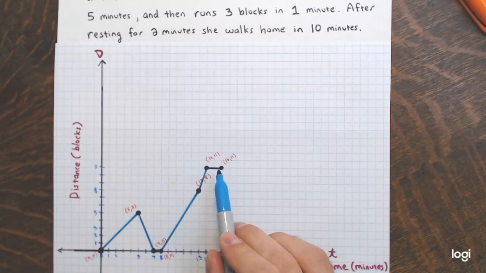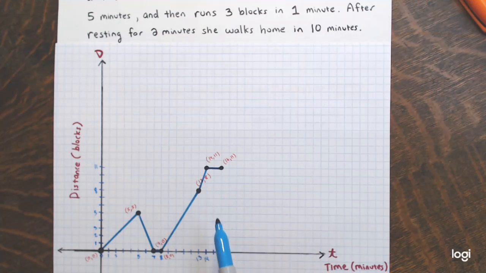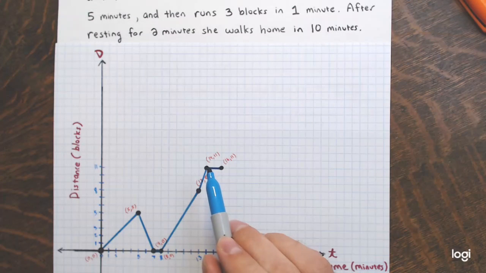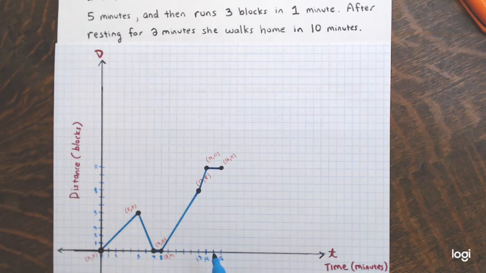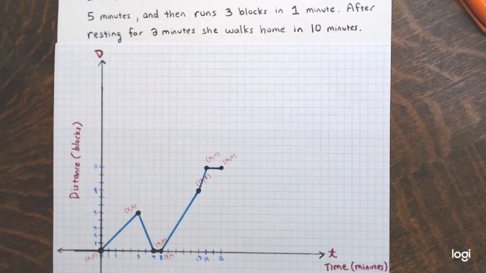During those 2 minutes, she's still 11 blocks away. So all of these points for these 2 minutes, she is 11 blocks away, every single one of these. So at 15 minutes, she's 11 blocks away. 15 and a half minutes, she's 11 blocks away. 16 minutes, she's 11 blocks away, right? She hasn't moved this entire 2 minutes. She rested.